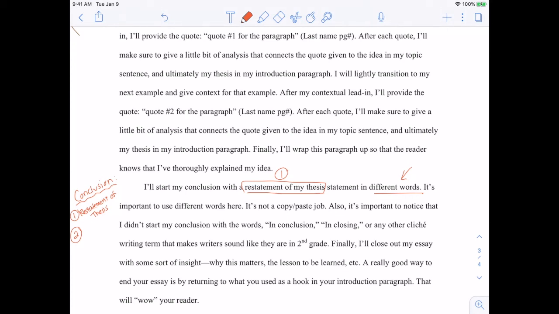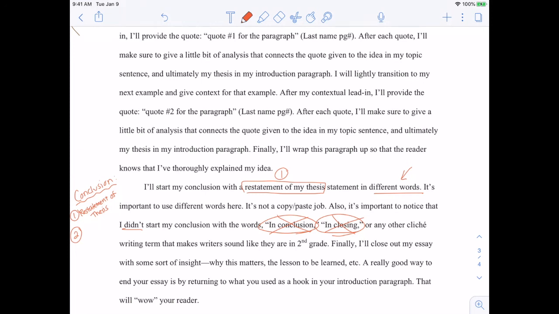Also, it's important to notice that I didn't start my conclusion with the words in conclusion, in closing, or any other cliche writing term that makes writers sound like they're in second grade. You guys know me well enough to know how much I hate that, so please do not start your conclusion with one of those cliche phrases. You do not need to indicate that it's your conclusion. I know visually that it's your conclusion because it's the last paragraph, okay?